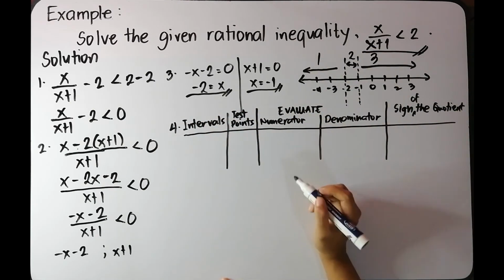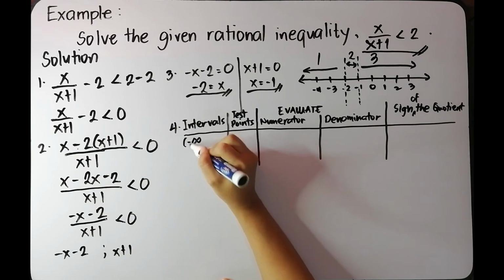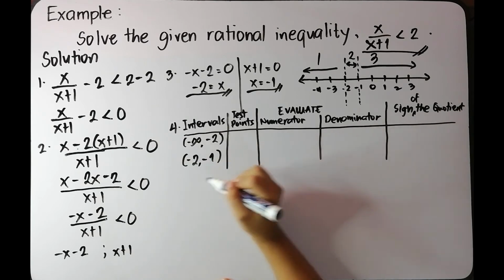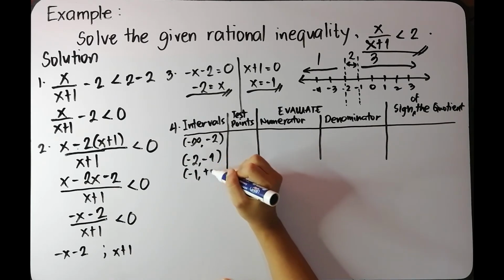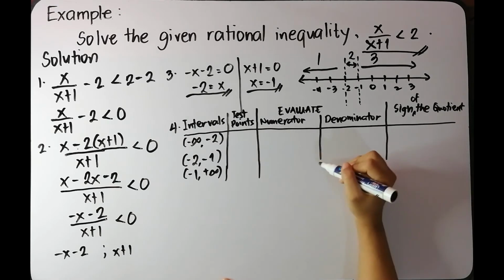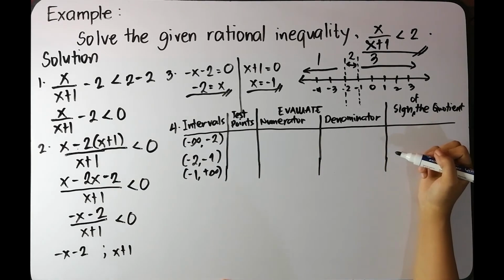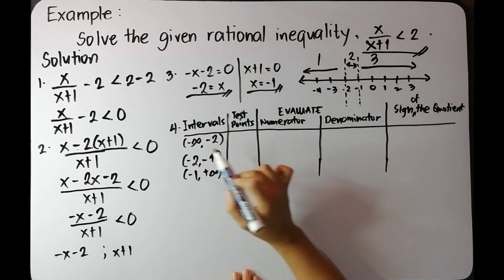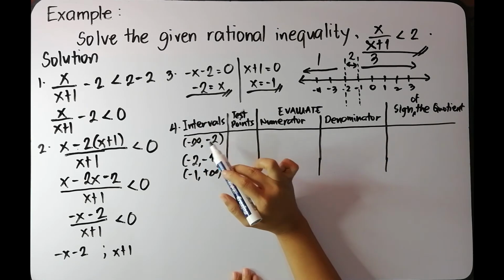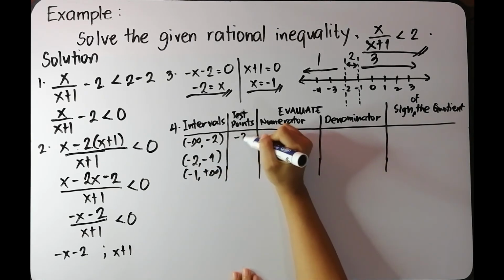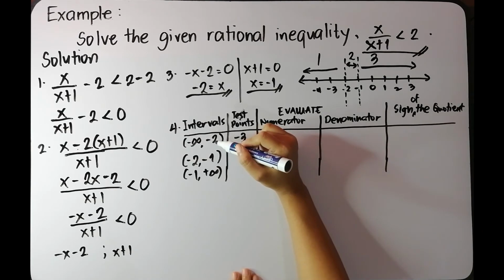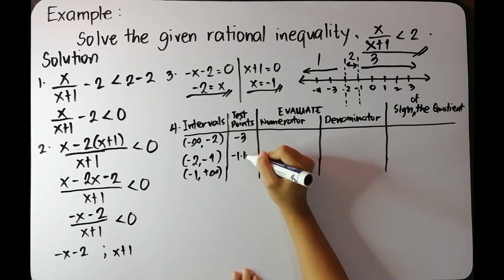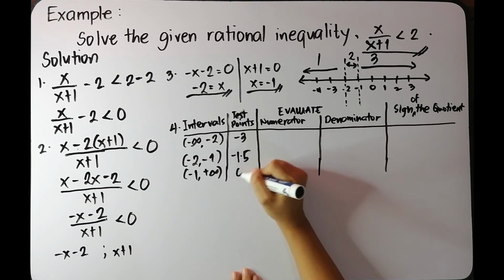So let's have first the first interval. We have negative infinity to negative 2. Second, we have negative 2 to negative 1. And third, we have negative 1 to positive infinity. We'll just extend it. So now let's have the test points. Where can we get the test points? So the test point should be part or in between the testing intervals. So in this interval, we can make negative 3 as our test point because it's in between this interval. So from negative 2 to negative 1, we can use negative 1.5. And then last, we can use 0.